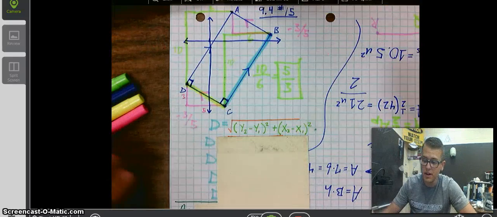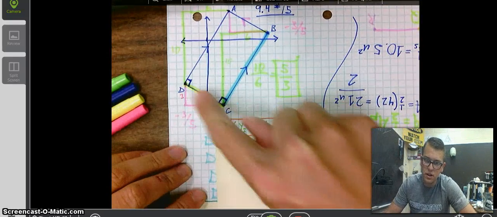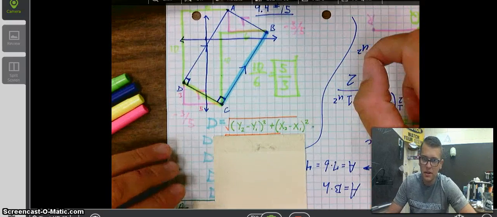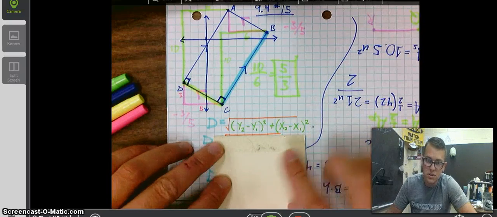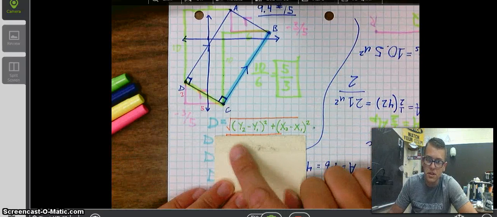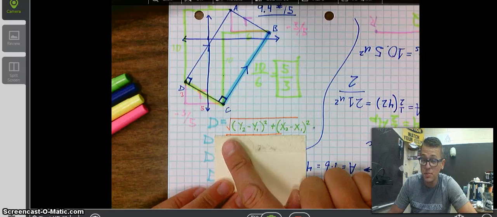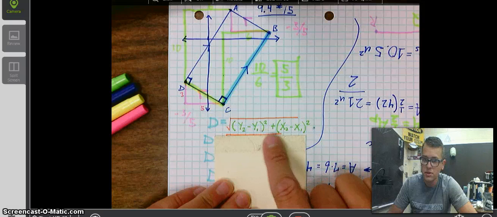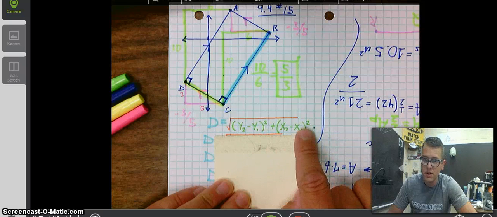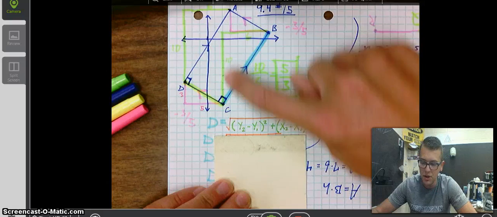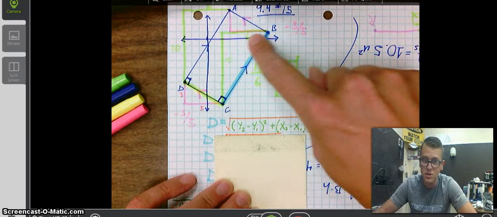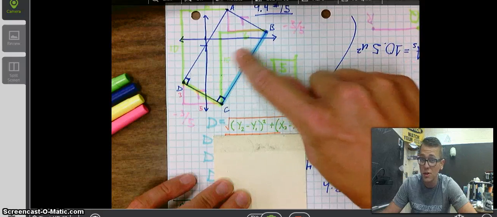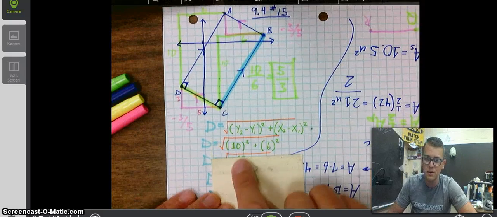Alright, so now we have determined that these are perpendicular to each other. We've determined that this is a rectangle. Now we need to determine the lengths of the edges. So I've set up my distance formula here, and essentially your distance formula is a manipulation of the Pythagorean theorem. It's just your change in y squared plus your change in x squared. Well, my change in y is just the long leg of my triangle, and my change in x is just the shorter leg of my triangle. So we already know that my change in y is 10, and we know that my change in x is 6, so I'm just going to fill in 10 and 6.